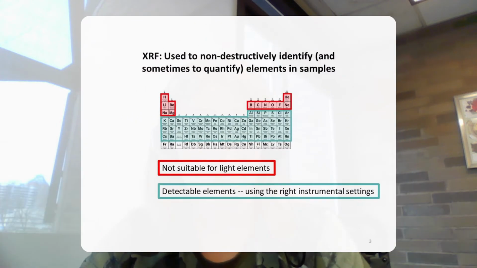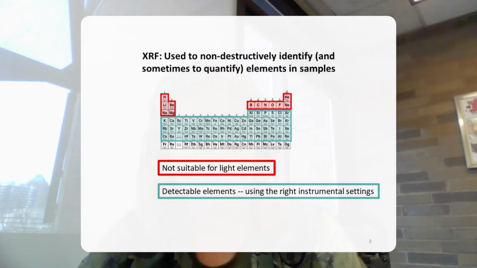XRF is primarily used to identify which elements are present in samples. Some elements cannot be easily detected because ambient air absorbs their energies. Those elements are circled in red. As you can see, the elements that cannot be detected are organic elements, including carbon, oxygen, and hydrogen. Elements that can be detected by X-ray fluorescence under the right instrumental settings are circled in turquoise. So XRF is very useful to detect the presence of metals.